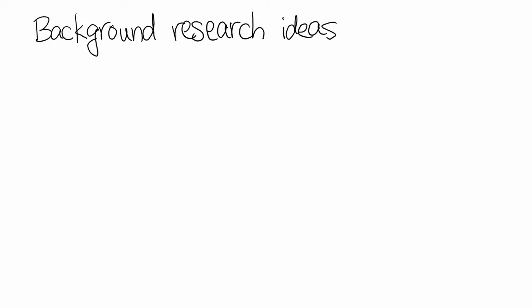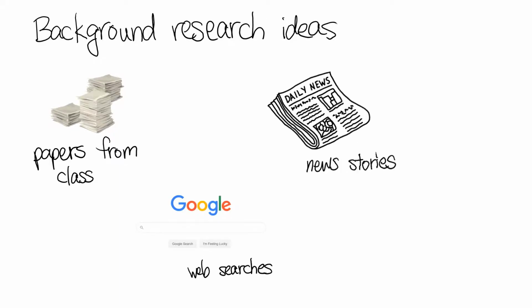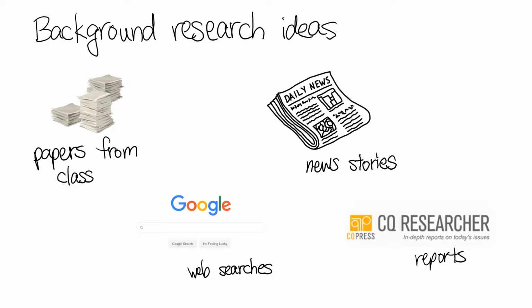So where might you do background research? You might get inspiration from papers for class. You might do some Google searches, see what people are saying. Reading the news is a good way of getting insight into current economic issues. And you may also read in-depth reports from a database like CQ Researcher, which provide really great fact-based analysis of current issues.